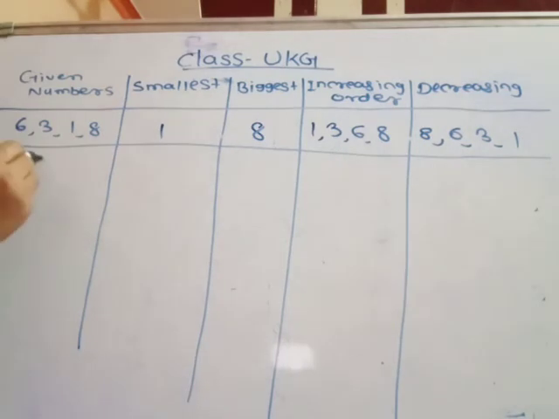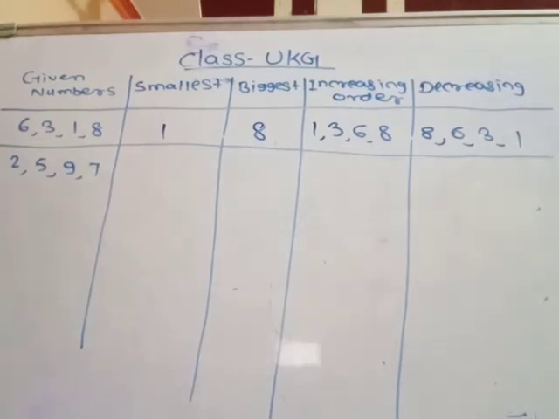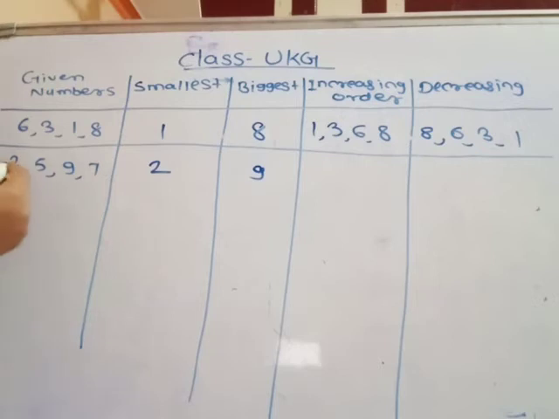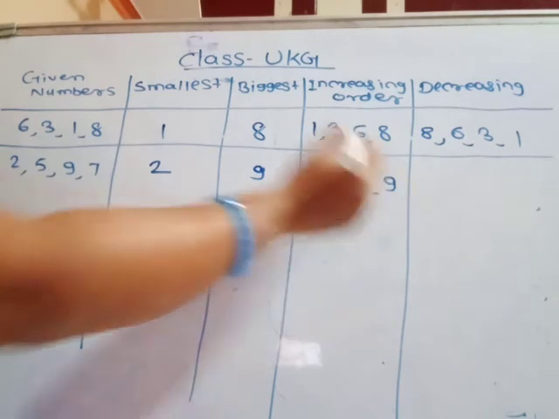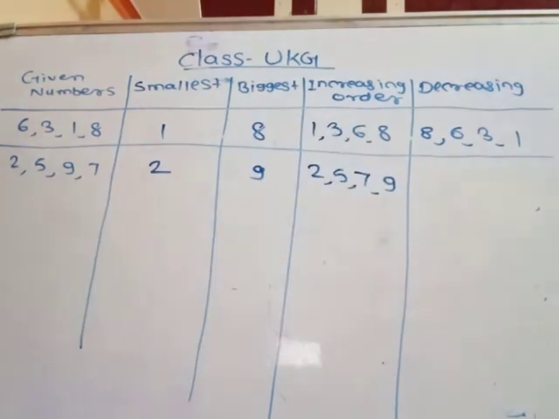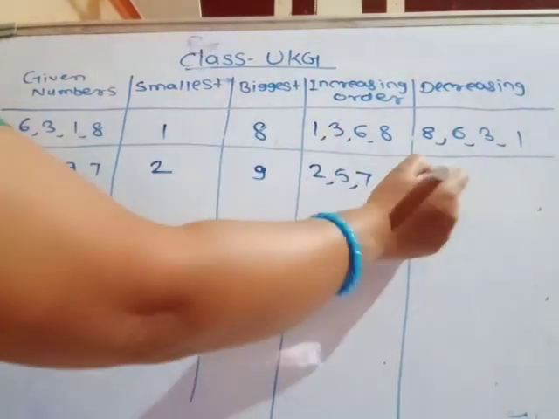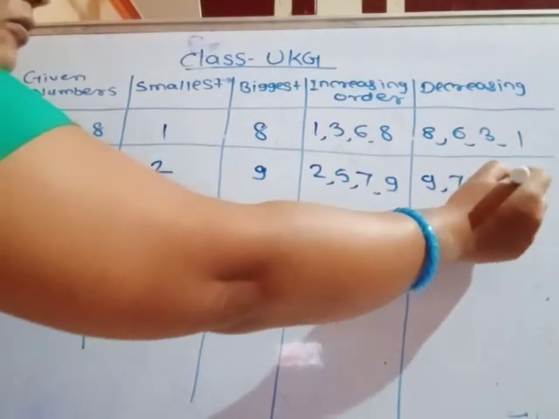See next one, 2, 5, 9, 7. These 4 numbers are given. In these 4 numbers, which is the smallest number? Firstly write this smallest number 2 and biggest number 9. Then increasing order, smallest to biggest, 2, 5, 7 and lastly 9. Then in decreasing order, biggest to smallest one, 9, 7, 5, 2.